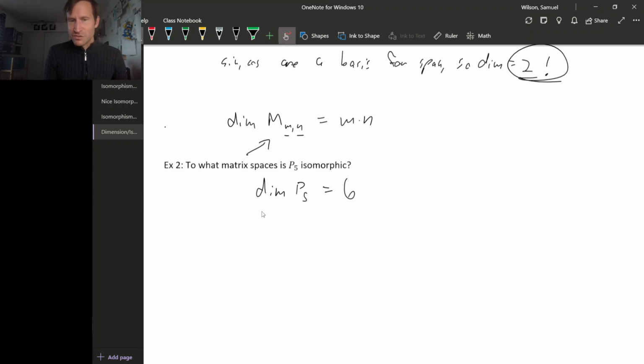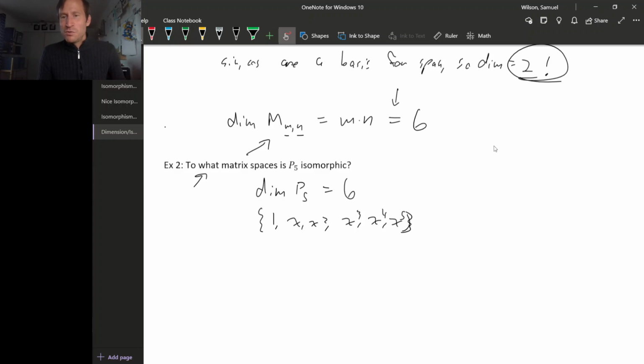That's 6. Just as a reminder, a basis that can show you that the dimension is 6 is 1, x, x squared, x cubed, x to the 4th, and x to the 5th. These clearly span P5. Also, they're clearly linearly independent. There are 6 of them, so P5 has dimension 6. So to answer this question, we just need to know what matrix spaces have dimension 6. Well, how is it possible to choose M and N so that their product is 6? There are only a few possibilities. We can make a table.